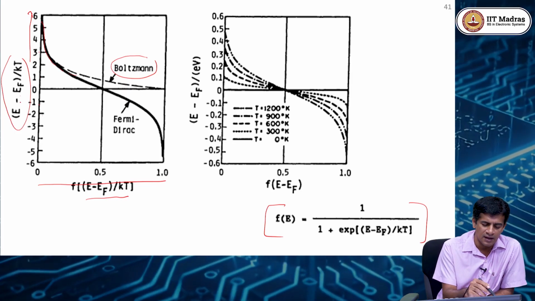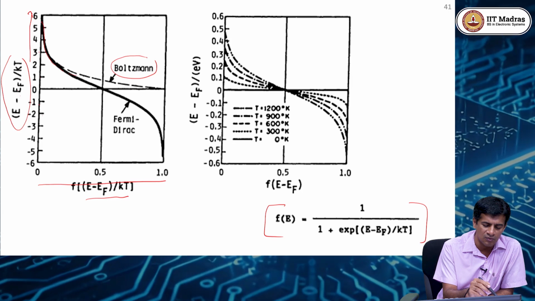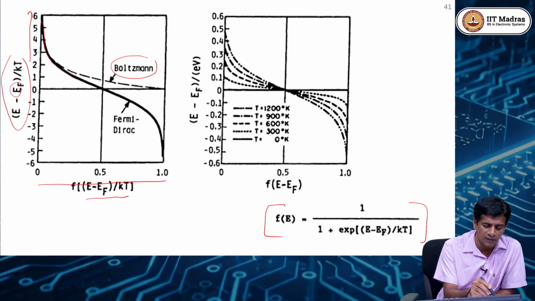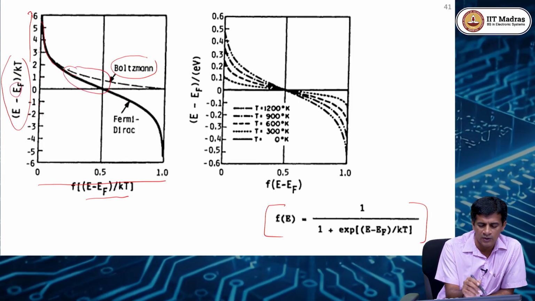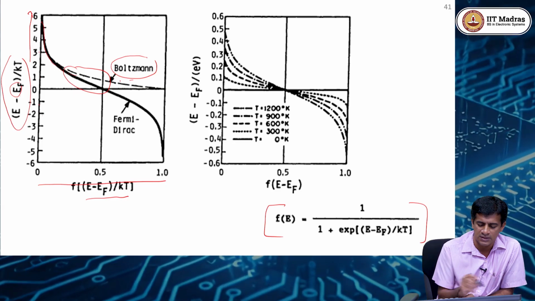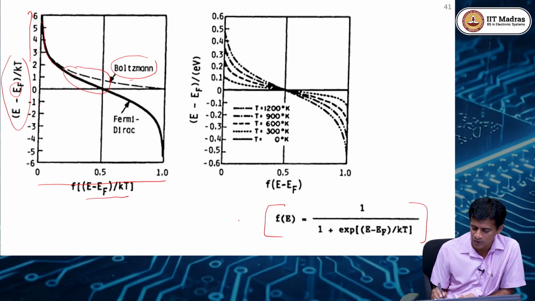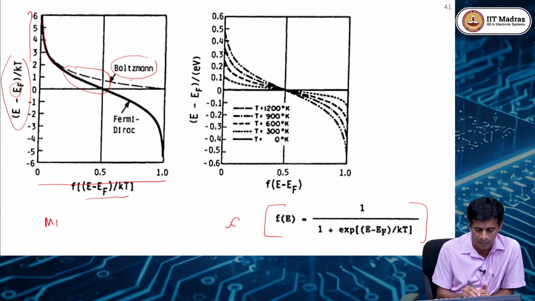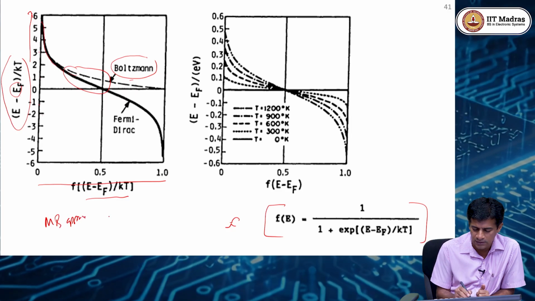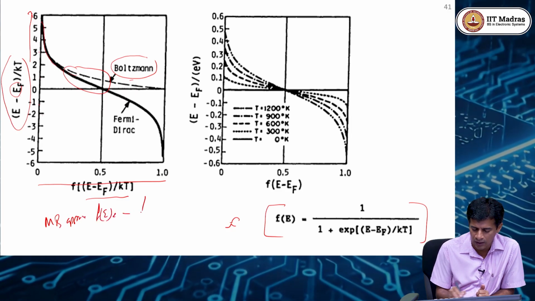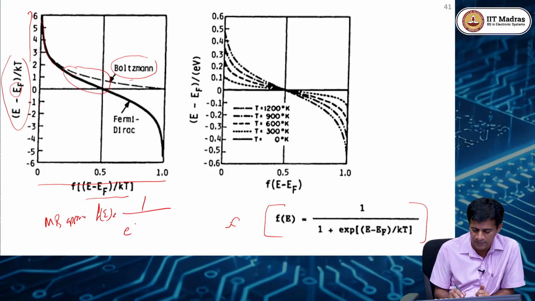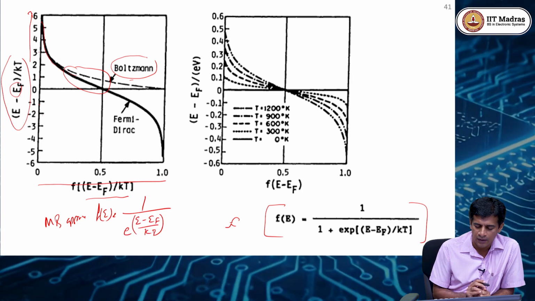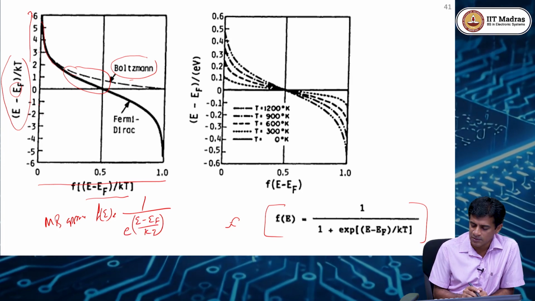But if E minus EF is very small, essentially when the energy of an electron is closer to the Fermi level, you can see there is a discrepancy. You should not use this Boltzmann approximation. The Boltzmann approximation is nothing but this: we neglect the term 1. So the MB approximation is essentially f of E equals 1 by exponential of E minus EF by KT, neglecting the 1 in the denominator. So this is the Maxwell-Boltzmann approximation.